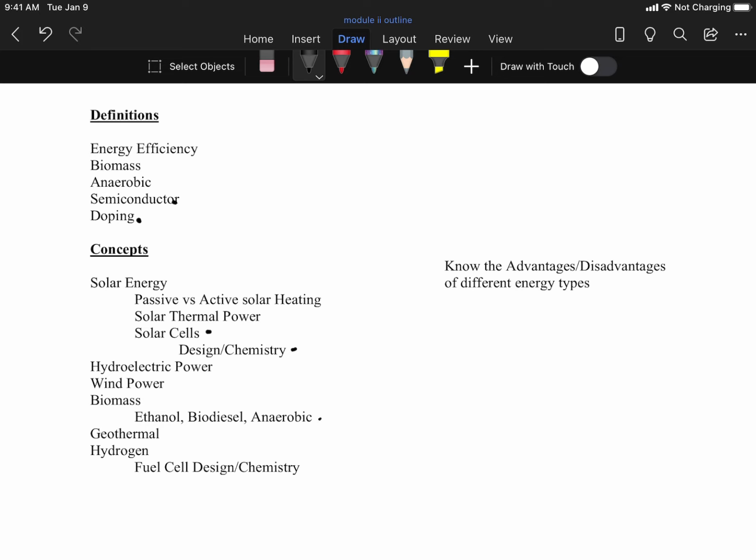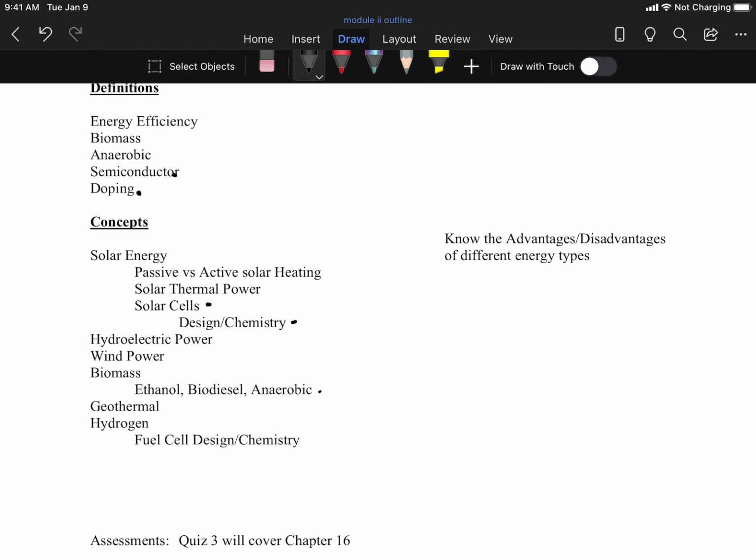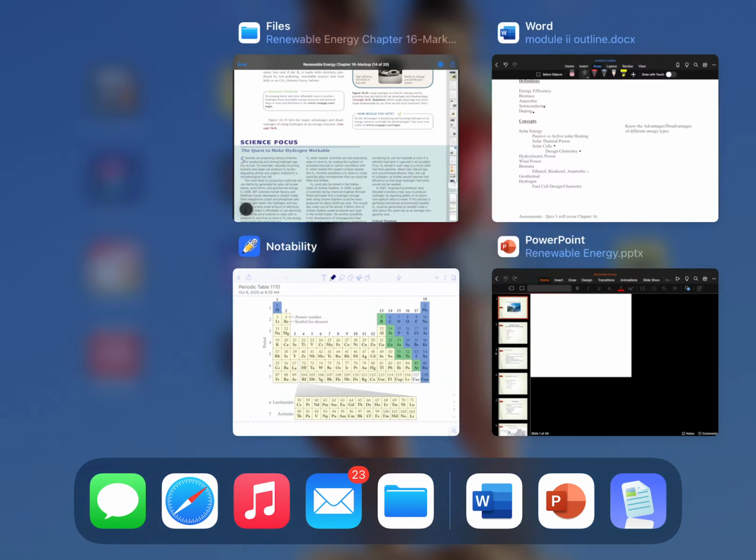As always, know the advantages and disadvantages of the different types. It's always a useful thing to know, and your book does a good job with that. So let's take a look at the book real quick here.